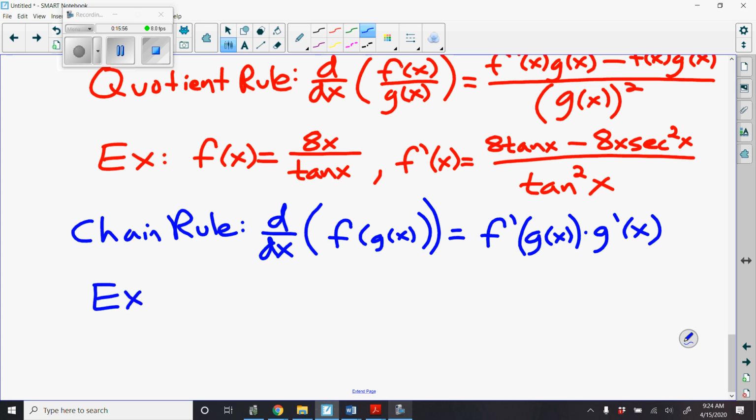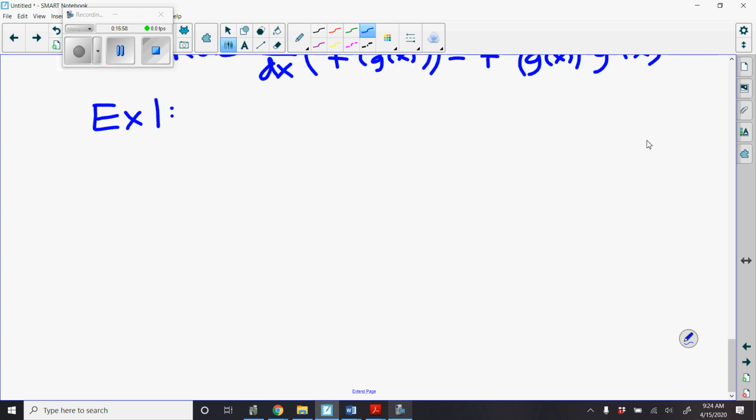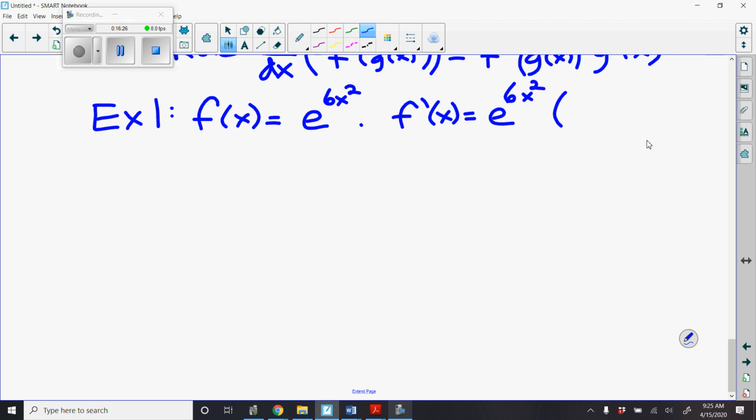Example 1. So when I look at this, I see e is my outer function, 6x squared is my inner function. So my derivative would be the derivative of the outside, e is its own derivative, with respect to the inside, 6x squared, and then I'd multiply by the derivative of the inside, which would be 12x. Okay, which I'd probably write as 12x e to the 6x squared.